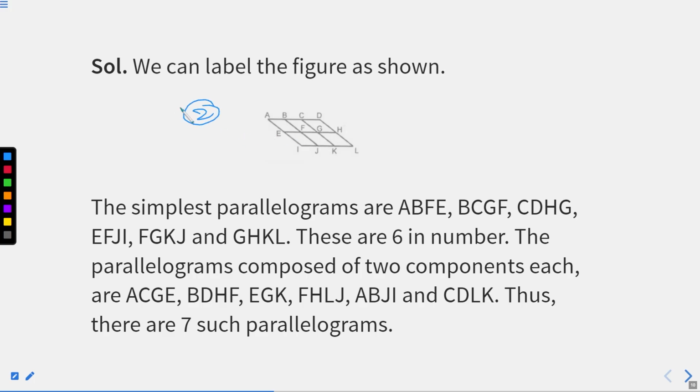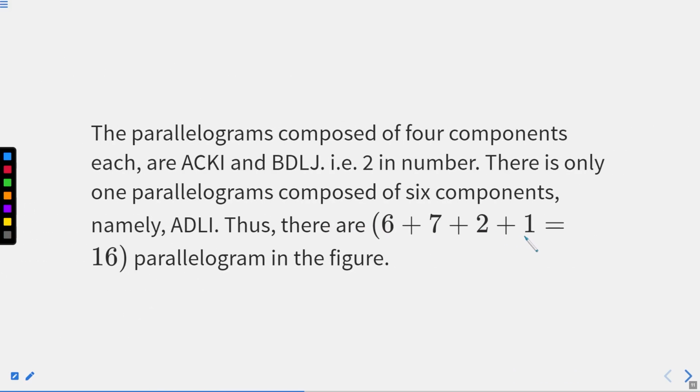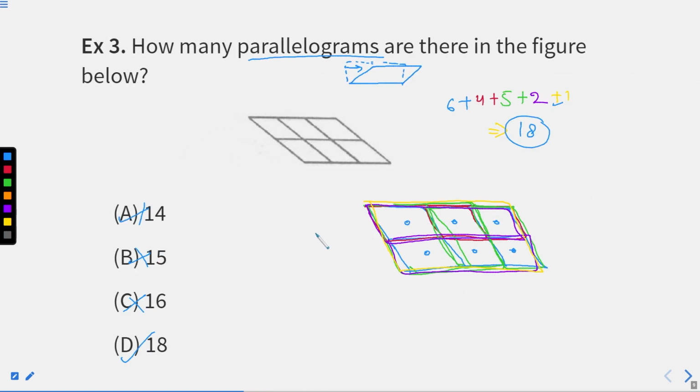This is our approach number 2 that you all are aware of now. We'll name all the vertices. Here we have vertex A, B, C, D, E, F, G, H, I, J, K and L. Total of 12 vertices, right. So we'll use this chronological order: A, B, F, E, first parallelogram, then B, C, G, F, second parallelogram, C, D, H, G, third parallelogram, so on. How many parallelograms are we able to form here? 16 parallelograms.